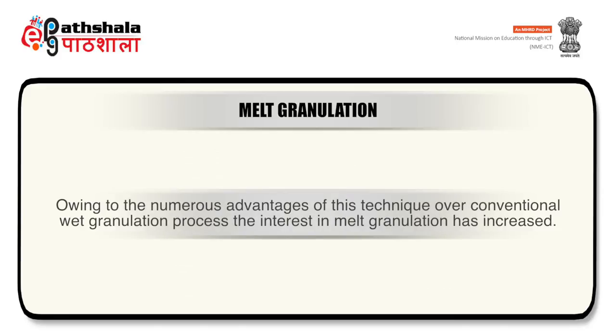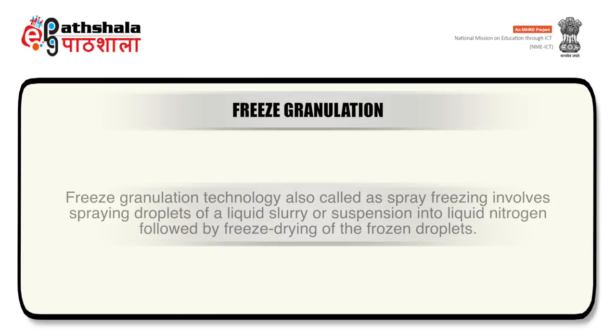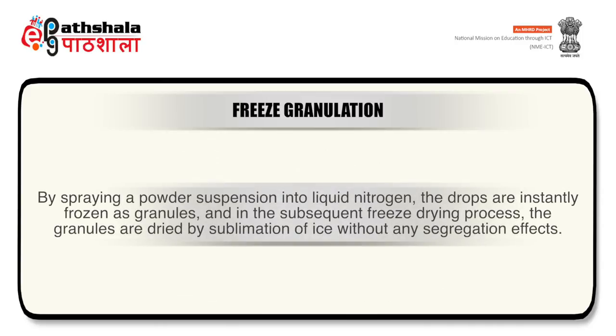Owing to the numerous advantages of this technique over the conventional wet granulation process, the interest in melt granulation has increased. Now let us discuss freeze granulation. Freeze granulation technology, also called spray freezing, involves spraying droplets of a liquid slurry or suspension into liquid nitrogen, followed by freeze drying of the frozen droplets. By spraying a powder suspension into liquid nitrogen, the drops are instantly frozen as granules, and in the subsequent freeze drying process, the granules are dried by sublimation of ice without any segregation effects.